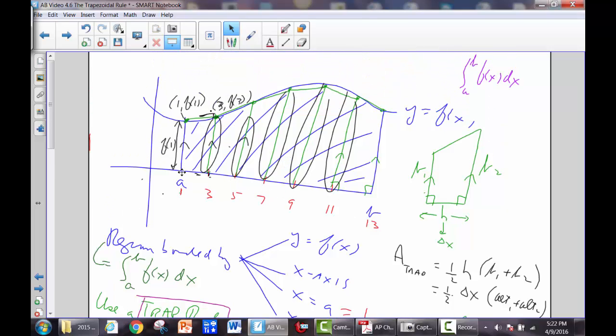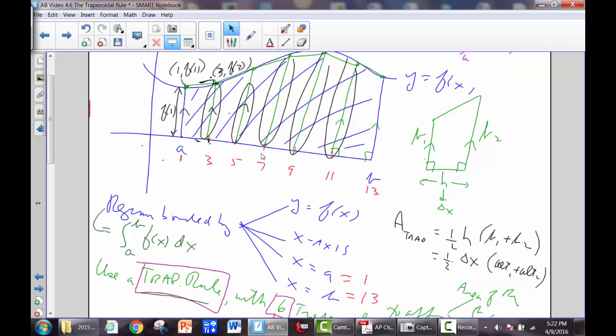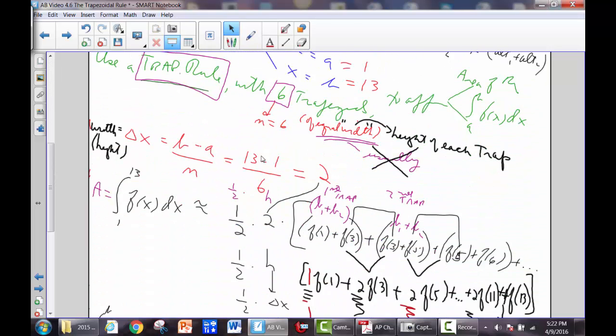Now, from each one of these, go up to the curve itself. Once you've gone up to the curve, join those two green points. Go up to the curve, join the two green points. Now you'll notice some of the trapezoids are above the blue shaded area, others happen to be below. Whatever, it's an approximation.